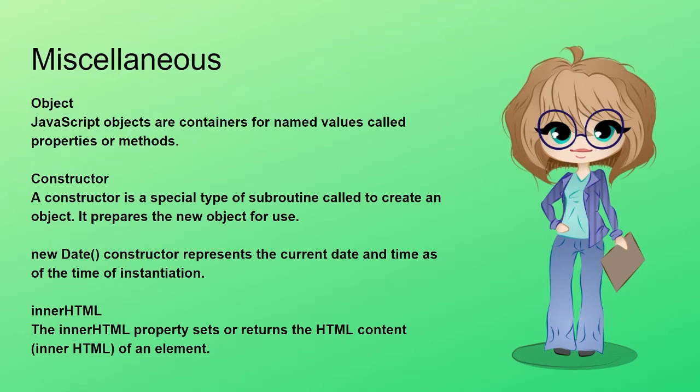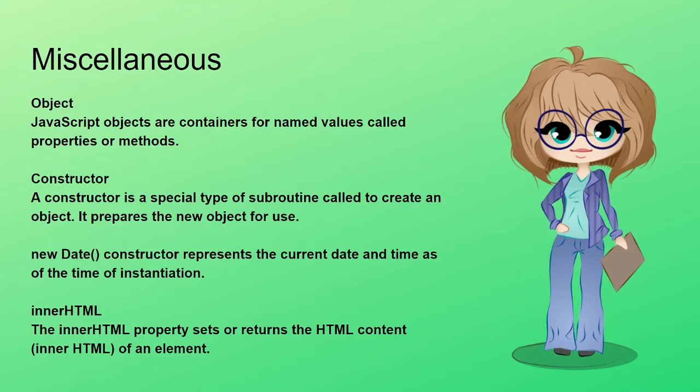These are the ones that I had a really hard time with. An object: I wasn't sure if an object was the same or different as a function, but JavaScript objects are containers for named values called properties or methods. So they're just kind of a container. And a constructor is a special type of subroutine called to create an object. It prepares the new object for use. So we're going to use new Date. The new Date constructor represents the current date and time as of the time of instantiation. So when we call it, we're going to get that current date and time.